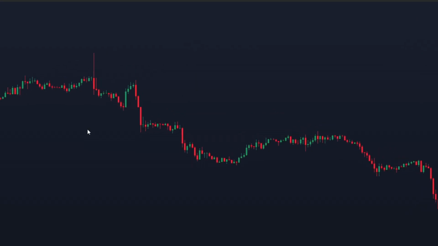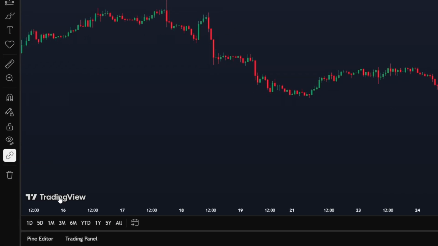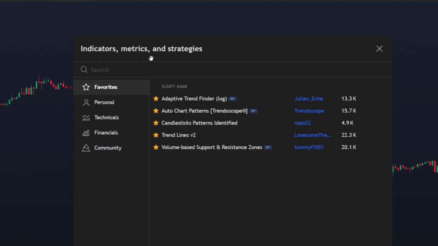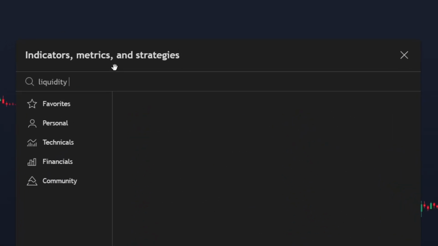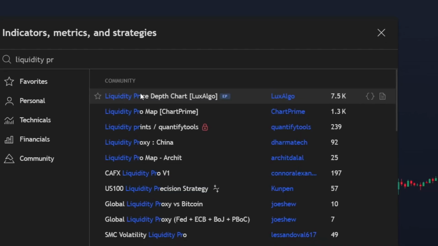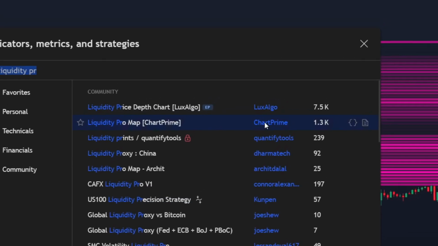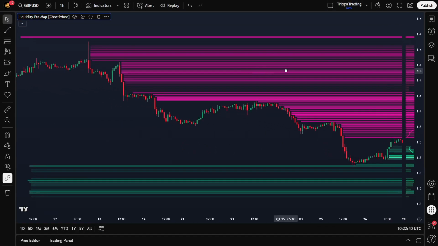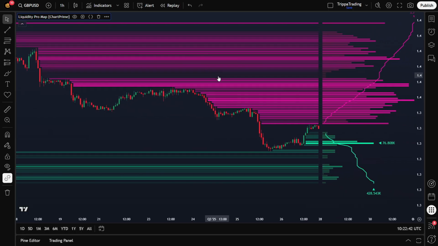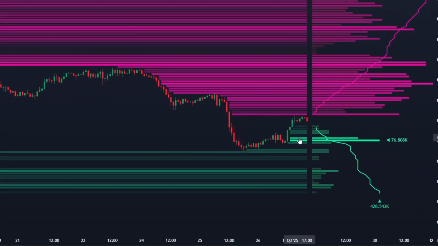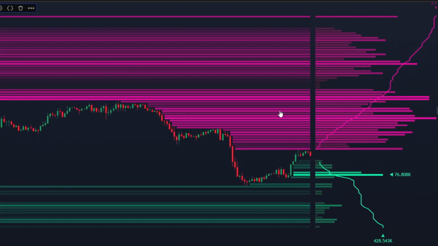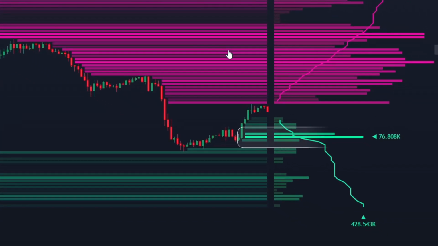So let's add it. Open TradingView, then click on Indicators and search Liquidity Pro Map. Select the one from ChartPrime and add it to your chart. As soon as you add it, you'll see mirrored shelves appear on the right side of the screen. Green shelves show buy-side liquidity, red shelves show sell-side liquidity. The brighter the shelf, the stronger it is.